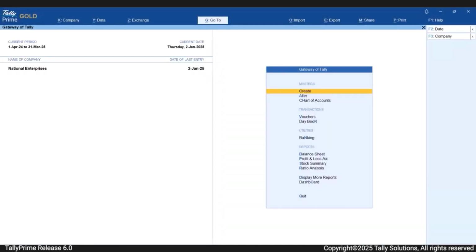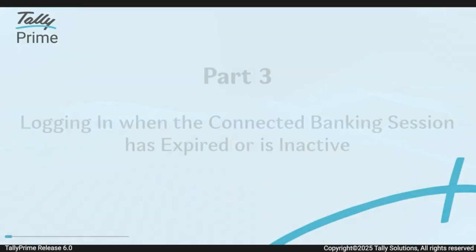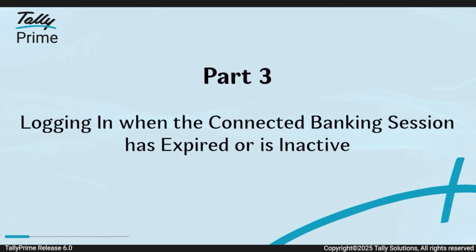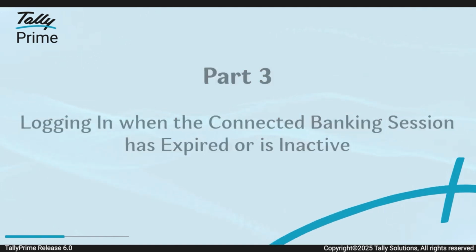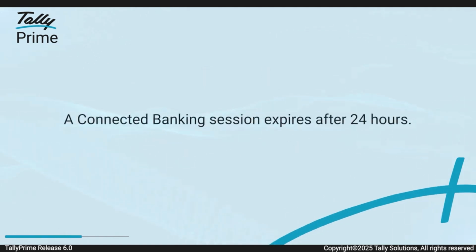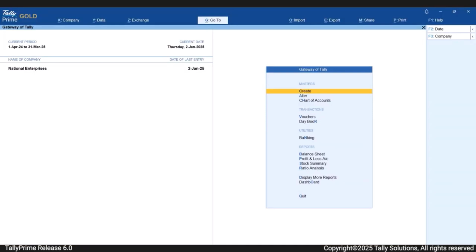After approval, the new user can log in and follow the steps to link the mobile number and accept the terms and conditions and privacy policy as demonstrated in part 1 of the video. Now, let us learn how to log in when your connected banking session has expired. By default, a connected banking session expires after 24 hours. In such cases, you will need to log in for any connected banking activity.